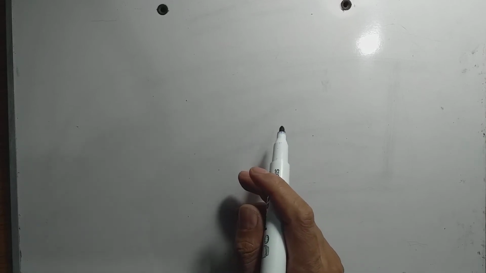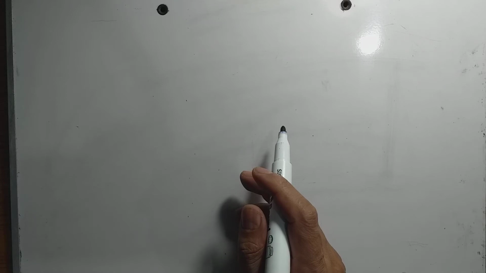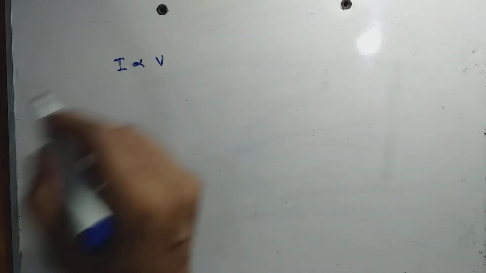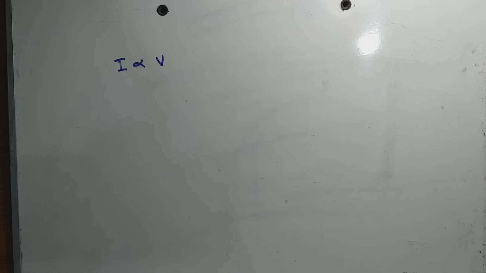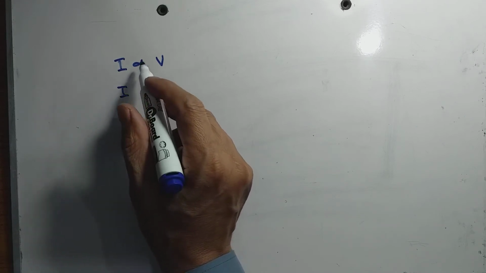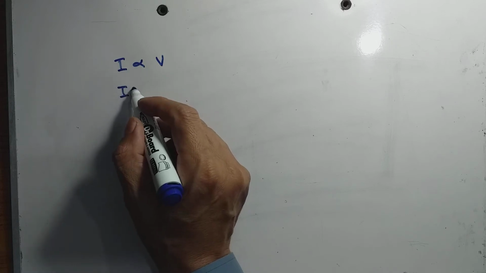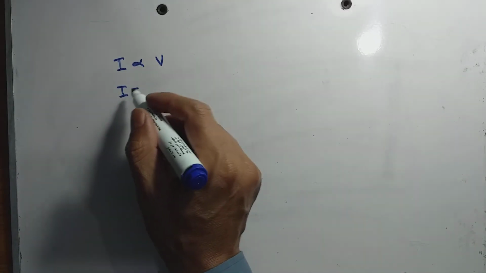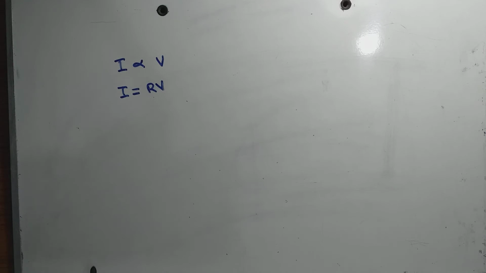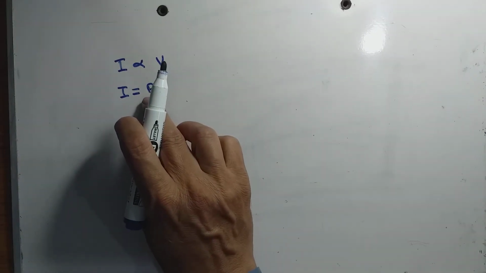Now the mathematical expression of Ohm's law. The current passing through a conductor is directly proportional to the potential difference applied across the conductor. So I is directly proportional to V. Now we can change the proportionality into an equality by introducing a constant, R. This is called the constant of proportionality, the resistance of the conductor.